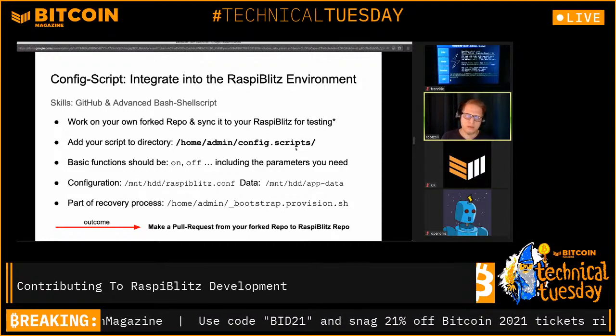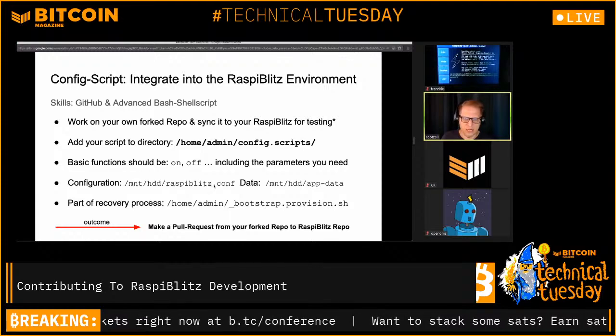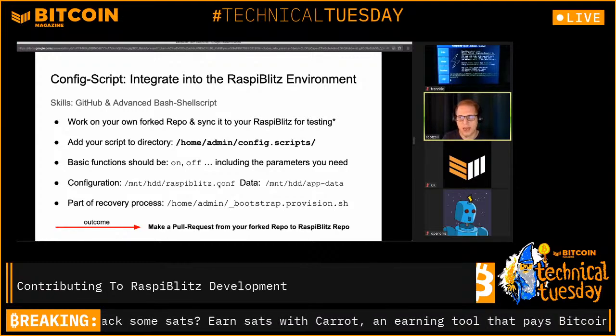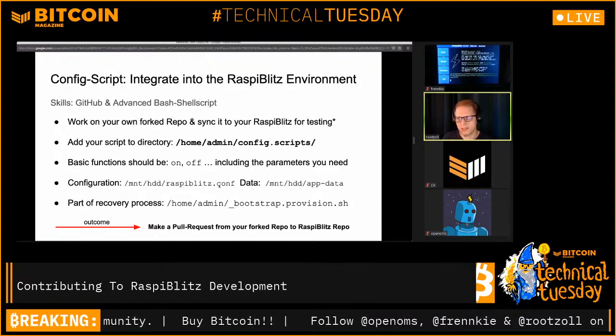And then a config script should also change the configuration. At mount HDD, you will find the raspiblitz.conf. This is where all config scripts should store their parameters. So if you turned on an additional app, there should be a notice in the raspiblitz.conf that this extra app is on. So the next time there's a recovery, the recovery script can see, oh yeah, you wanted to have the app on, so I now trigger this install script.